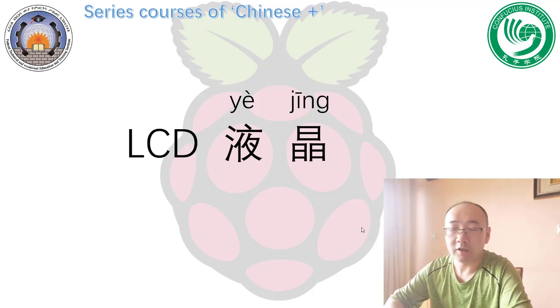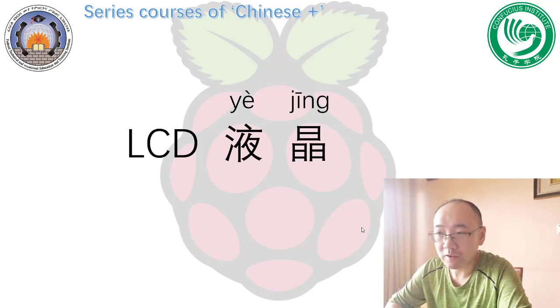大家好. Today we introduce how to use LCD on Raspberry Pi. LCD in Chinese is 液晶.